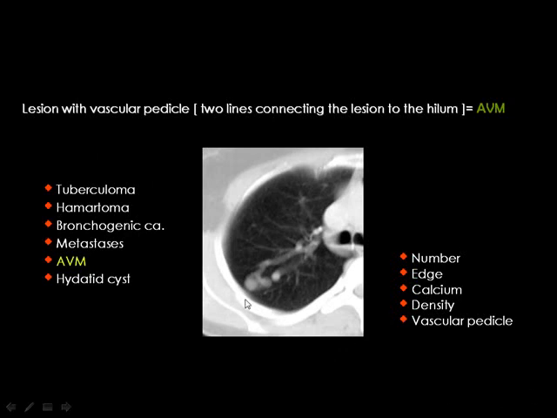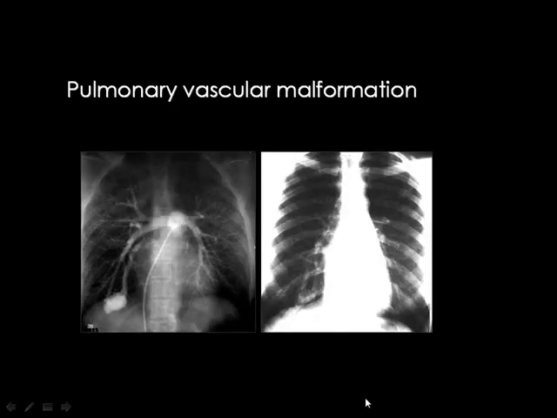Then we came to the pulmonary vascular malformation, and the pulmonary vascular malformation is a nodule that is connected to the hilum by two cords. The first one is the feeding artery, and the second one is the draining vein. Then if you see these two connections to the hilum, you know that this is a pulmonary vascular malformation. And sometimes you can see only one cord connecting the nodule to the hilum, and this is enough for diagnosis because the second cord may be behind the first one or will appear in another section by CT scan.